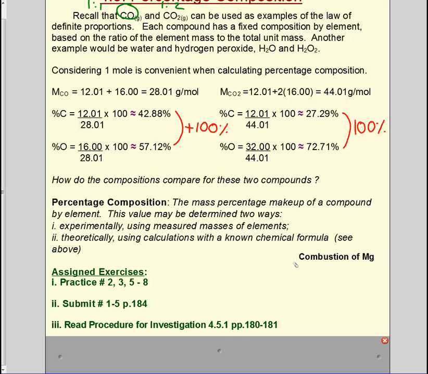So we'll be burning magnesium in the lab. You'll need to read the procedure for investigation 451 on pages 180 to 181. You'll be working on some questions in class as well over the next couple periods, and those are found in your textbook in section 4.5.